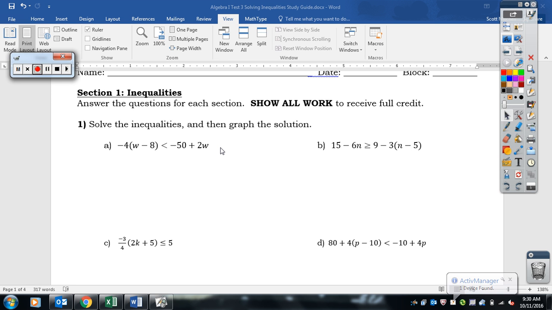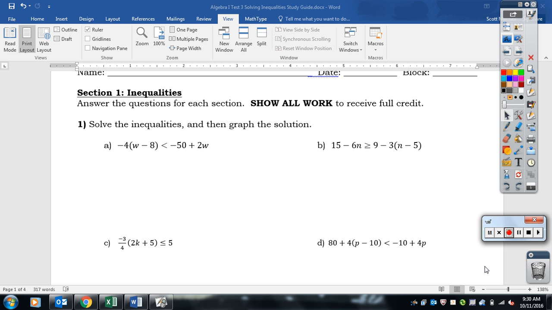This is the study guide for the Unit 3 test on inequalities and literal equations. The first section deals with inequalities. The instructions, make sure you always read the instructions. It says to answer the following questions for each section, show your work.